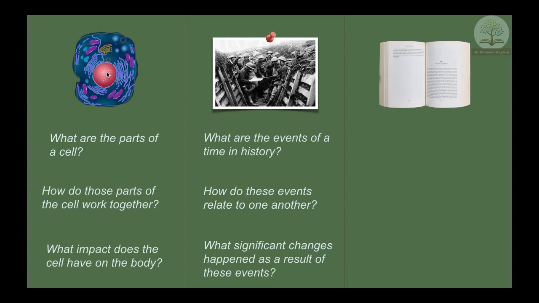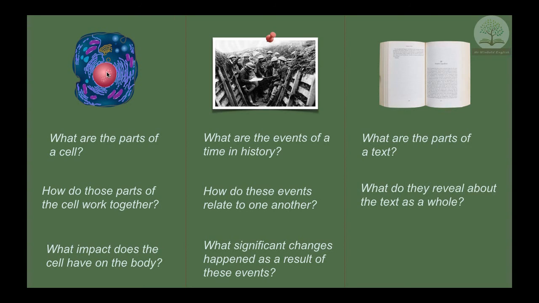And in literature, what we do is we look at the parts of a text, what they reveal about the text as a whole, and we see what this shows us about things beyond the text in the real world. Let's look at this three-step structure in a bit more detail. There are three levels to this analysis.